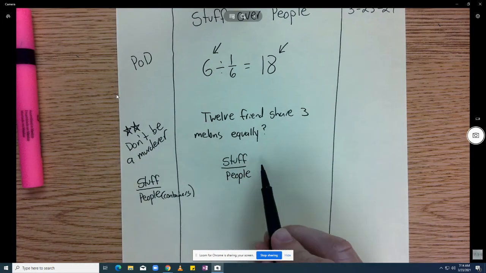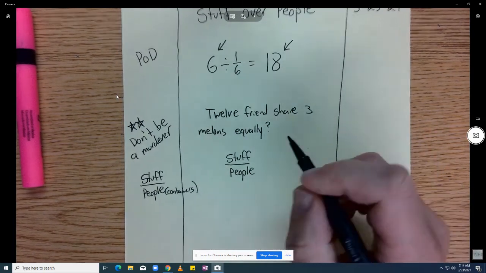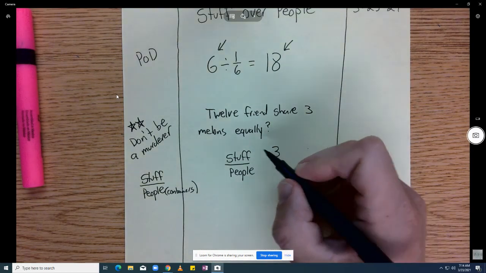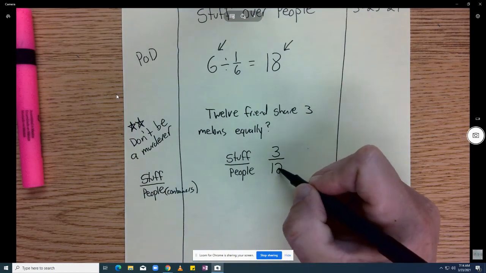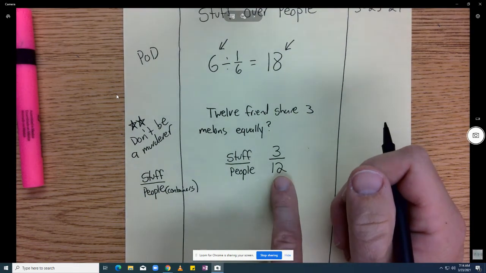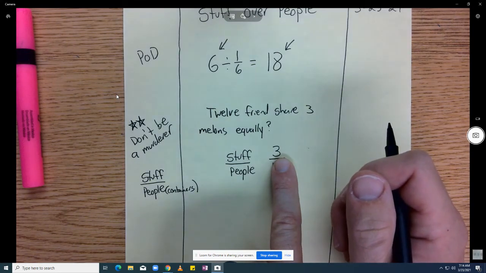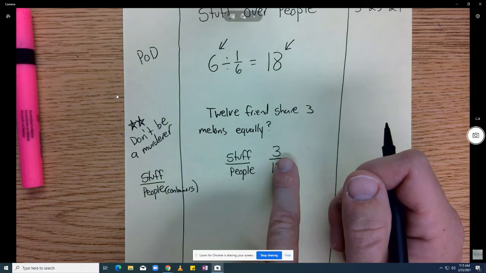So how much stuff is there? See, look at some kids right now would have put 12 over 3. No. How much stuff is there? 3 melons. How many people are there? 12 people. So look, you have more people than you have stuff. So each person is not getting their own whole thing. They can't, because you have more people than you have stuff.